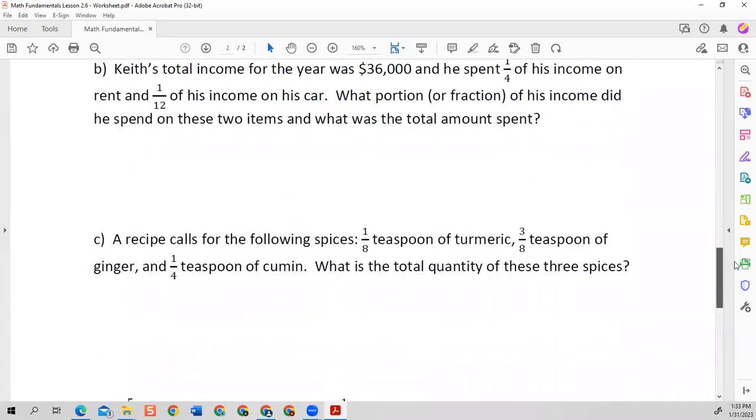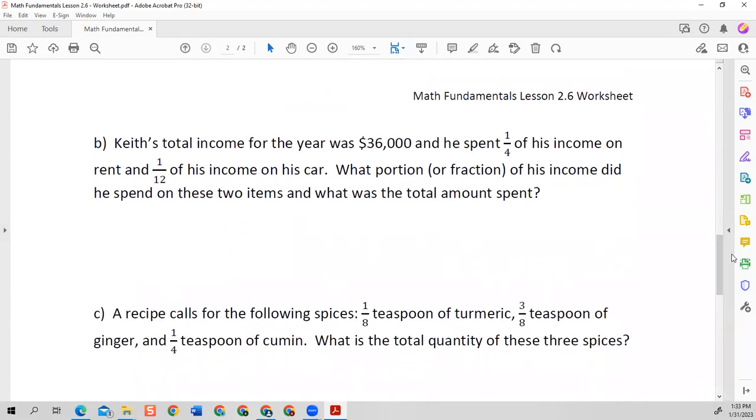And then we have these application problems. So what do we got here? Keith's total income for the year is $36,000, and he spent 1/4 of his income on rent. He spent 1/12 of his income on his car. What portion or fraction of his income did he spend on these 2 items, and what is the total amount spent? So if I take that 1/4 and add it to that 1/12, we're going to get our portion that is on rent and the car.